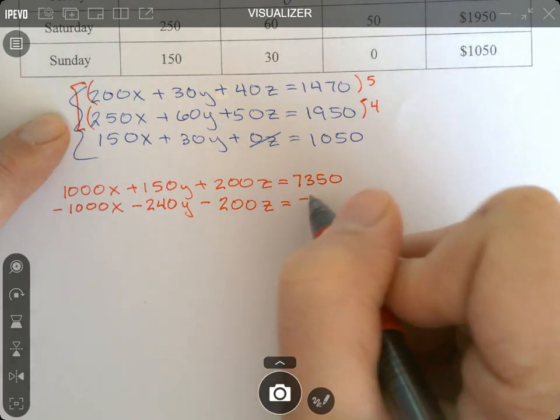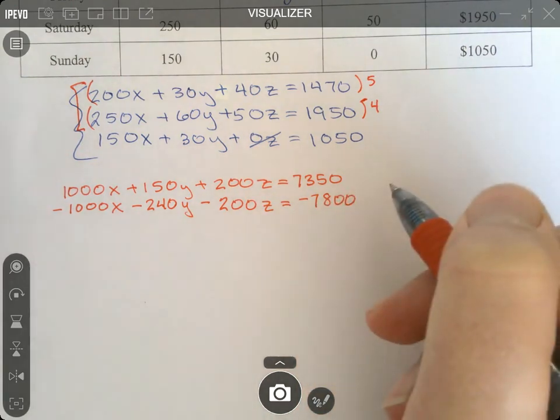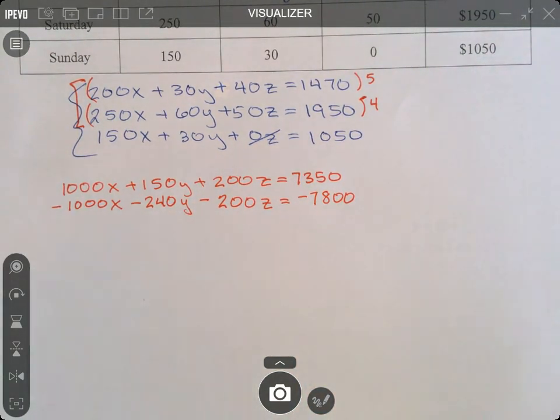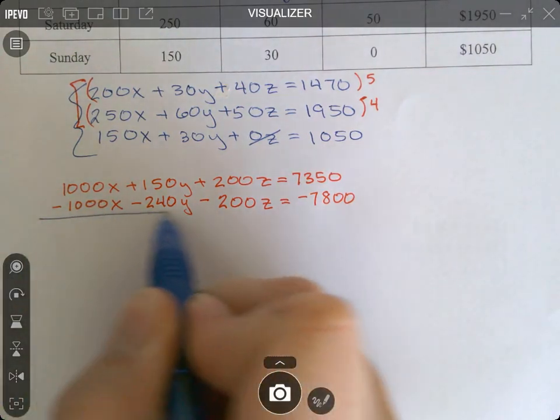And don't forget to take 1950 times negative 4. And I have negative 7,800. Can you verify those numbers for me? We all agree?